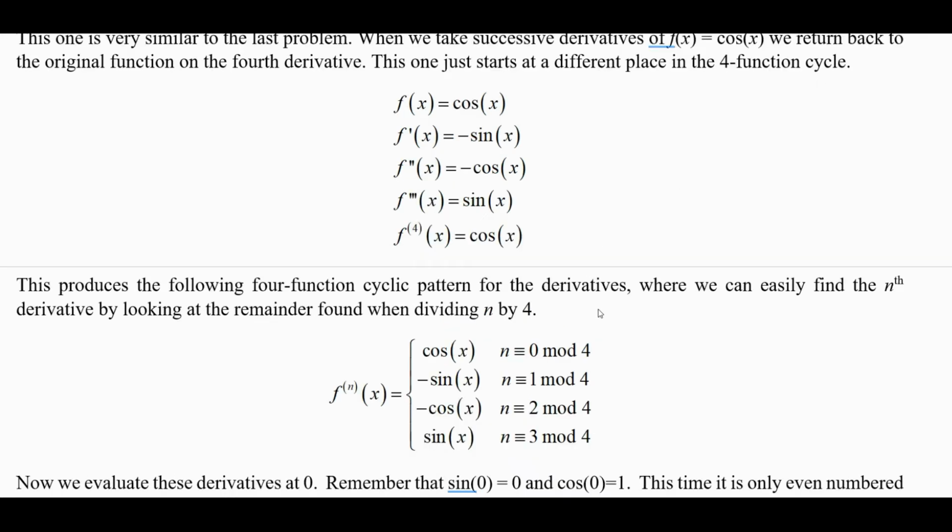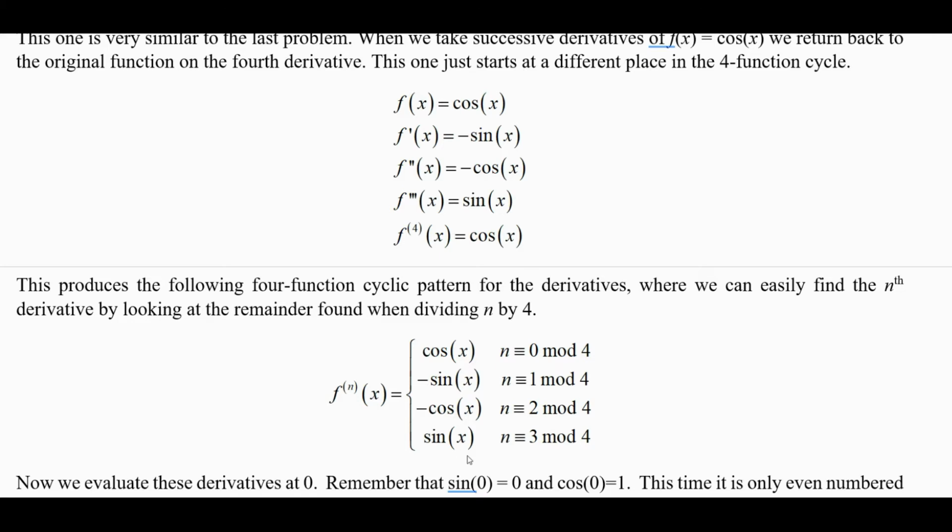So here it is corrected so that these say it's the power that matters here, not the input x. So if the power is congruent to 0 mod 4, then, not the power, but the order of the derivative is congruent to 0 mod 4, you get cosine of x. If at the nth derivative, where n is congruent to 1 mod 4, the remainder when you divide by 4 is 1, then the nth derivative is the opposite of sine x, and so forth for these others here.